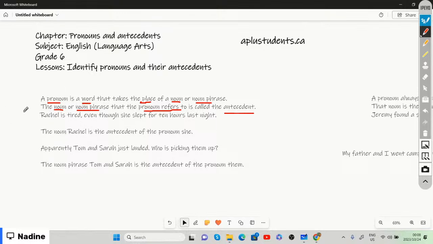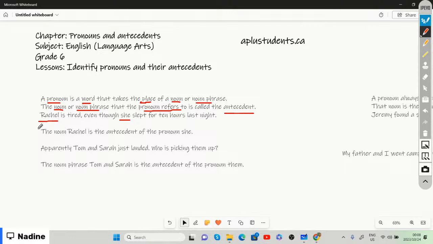And an example of that is: Rachel is tired, even though she slept for 10 hours last night. So basically, Rachel is the antecedent. It's the actual name of the person. And the pronoun is she.